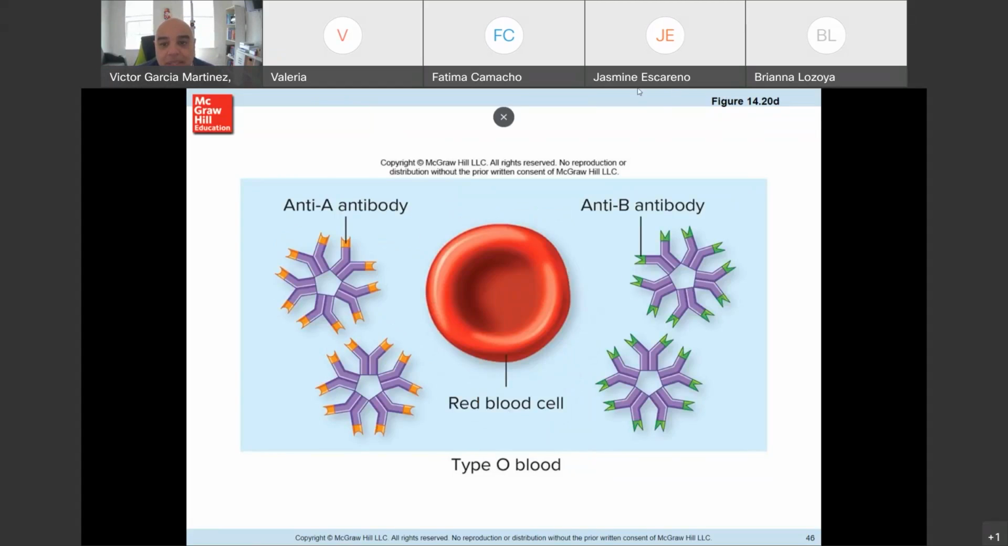On the contrary, we have type O. We have no antigens on the surface, no carbohydrates on the surface, but we have anti-B and anti-A antibodies. We can give blood type O to any patient, but they can only receive type O. They are universal donors. Again, AB are universal recipients, and type O are universal donors.